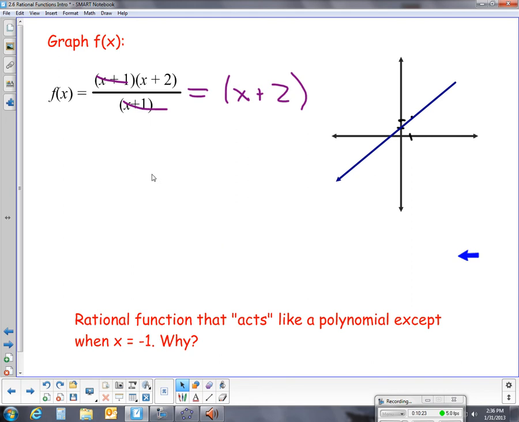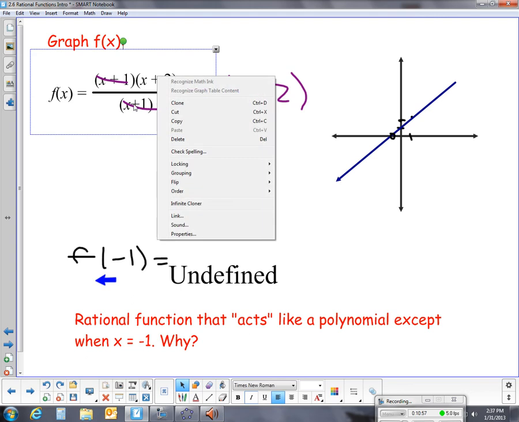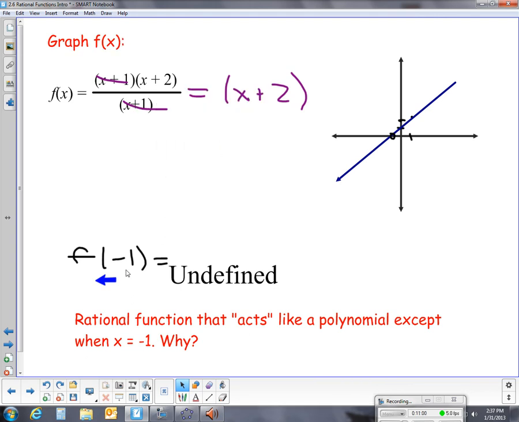And the only problem is we didn't account for this denominator here. We would need to put an open circle at negative 1, because f of negative 1 is undefined. If I plug in negative 1, I have 0 times 2, which is 0, divided by 0. It's undefined. So negative 1 isn't in the domain. There's an asymptote here, but it doesn't act like an asymptote because this is linear. So we just have a hole at negative 1.